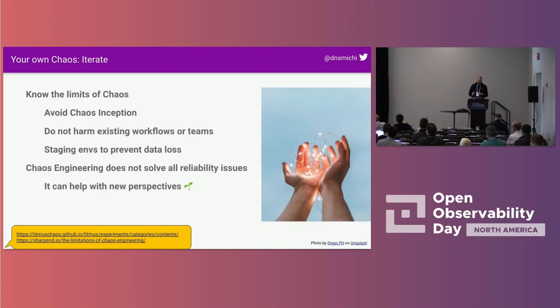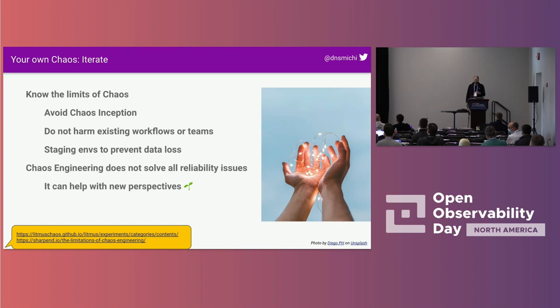Potentially there are many, many ways to break things, but you should also know the limits of chaos, like avoiding chaos inception. What I mean by that is, don't run all of the chaos experiments all the time, because it could break existing workflows or team pages and things like that. And maybe start with a staging environment to prevent data loss, because running a chaos experiment could also cause, at a certain point, maybe a failed database write, and then something is really going wrong.